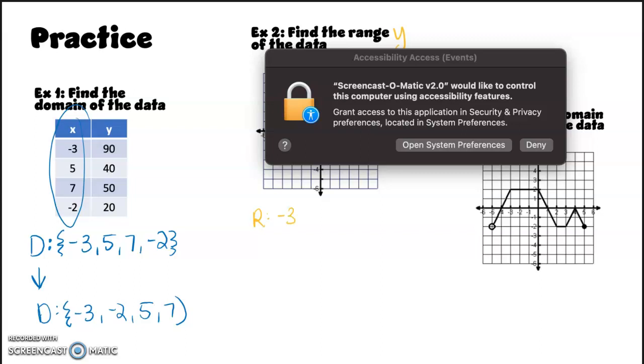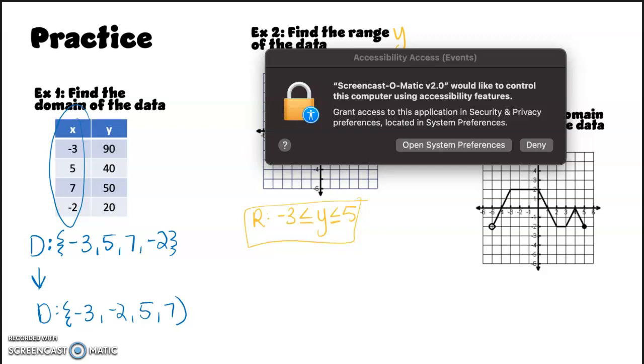It's not an open circle, it's just a continuous line, so it's going to be less than or equal to y. And let's look at our tallest point. That's up here at 5, and it's a solid line again, no open circle, so it's going to be less than or equal to 5. And that's our final answer. They only asked us for the range.